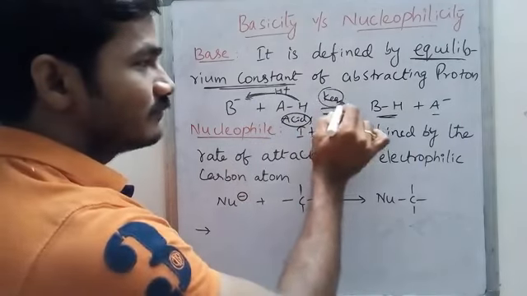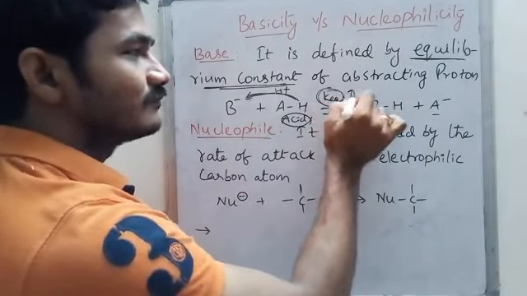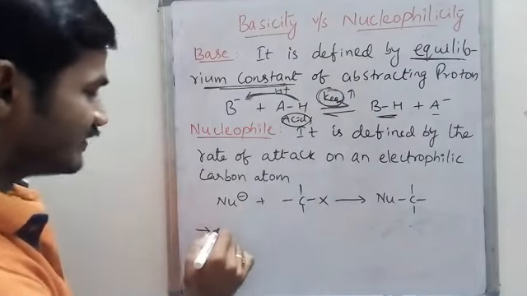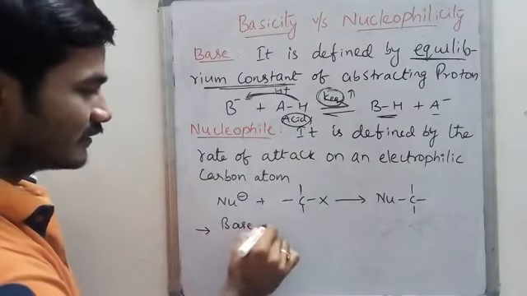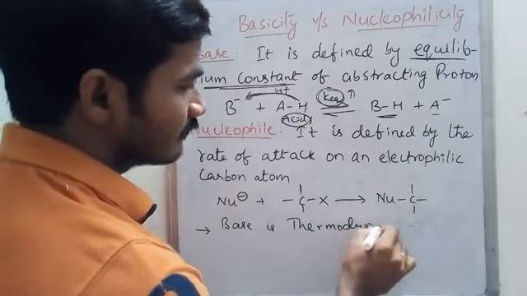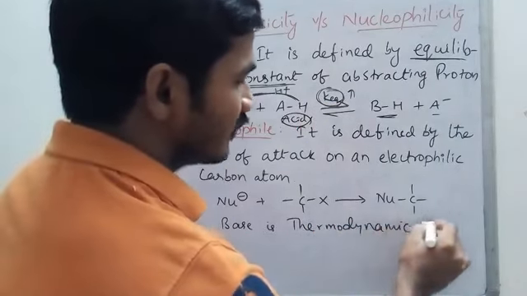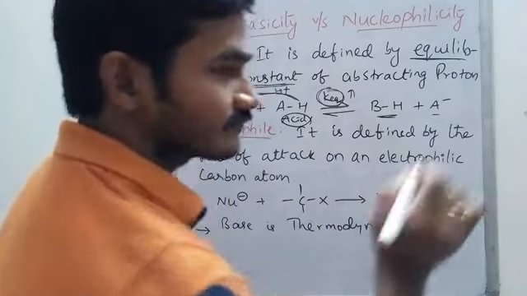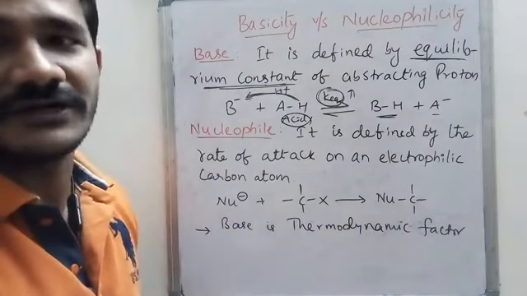So the forward reaction should be more and the equilibrium constant should be more. That's why I write it here: basicity is a thermodynamic factor, or thermodynamic quantity.